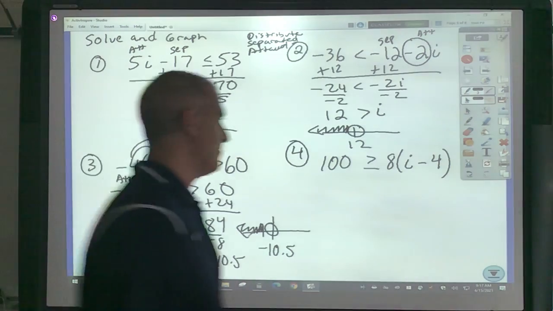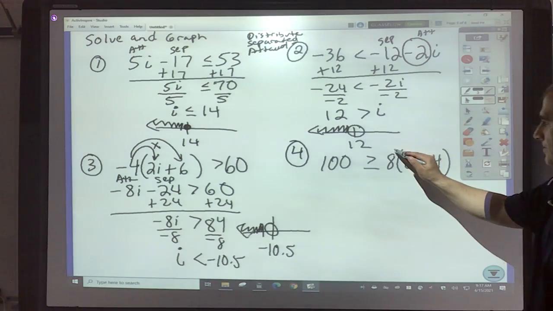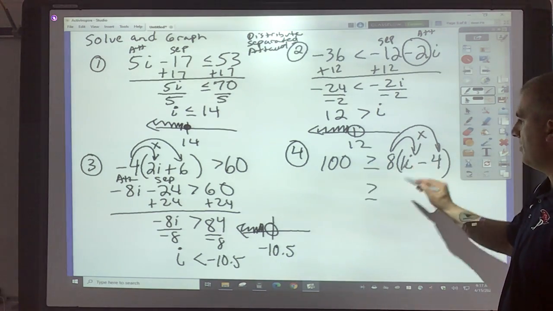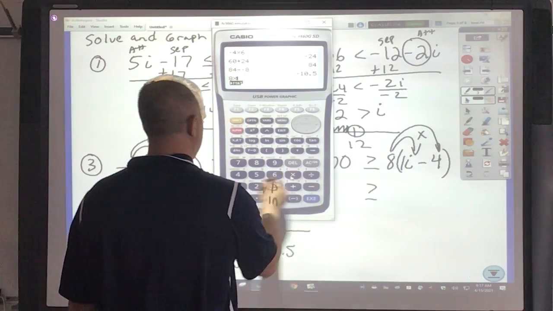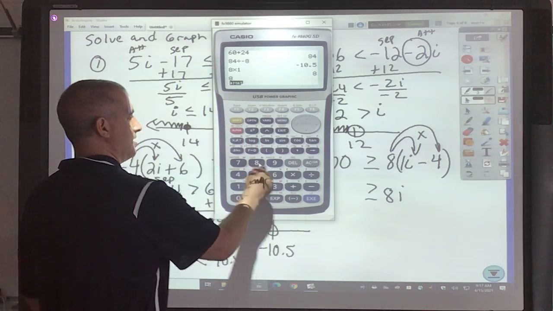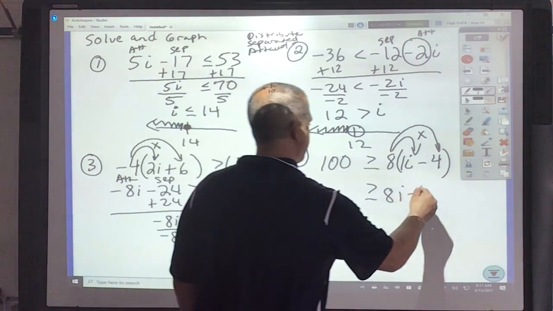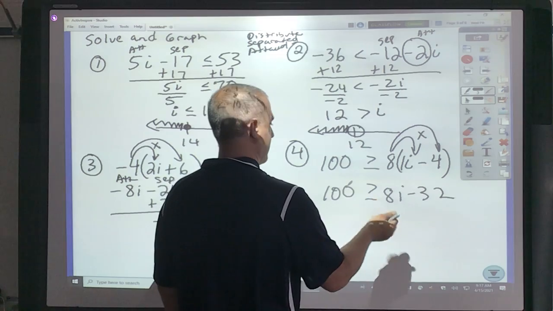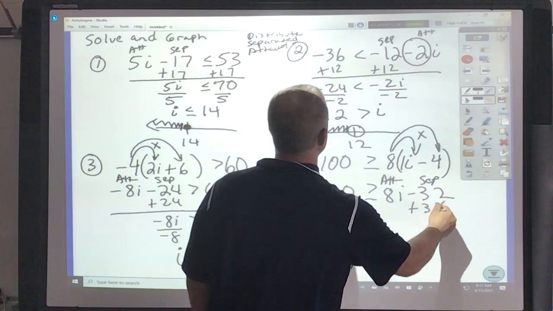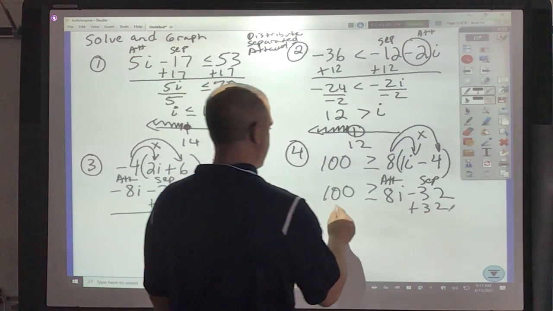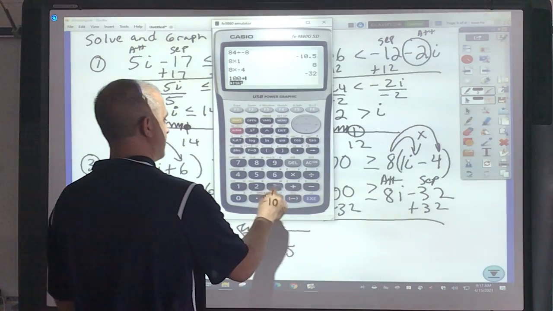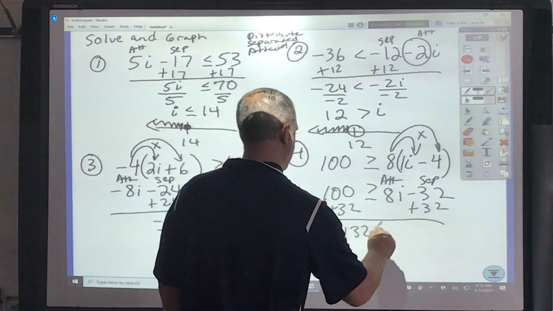Okay. All right. So let's do number 4 together. I want to take this and I want to multiply. All right. And that's a 1 there. So 8 times 1 is 8i. 8 times negative 4 is negative 32. Okay, this is the attached, this is the separated. So we'd add 32. Okay, all right, add 32. All right, 100 plus 32 is 132.